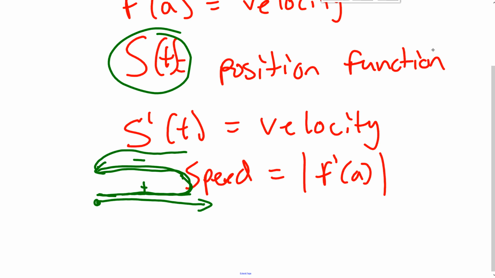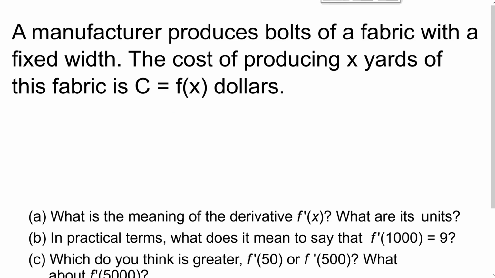Here are some other examples. So when we look at the cost of producing x yards of fabric, we have a cost function. So that's our cost function. And then we can go ahead and calculate its derivative. And remember, when we calculate the derivative, what that means is that we're finding the instantaneous rate of change at that specific time.